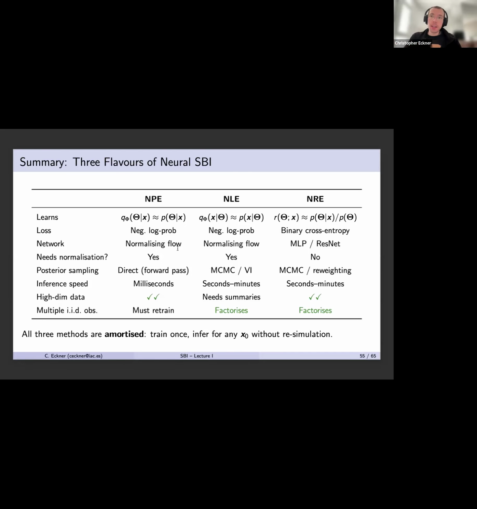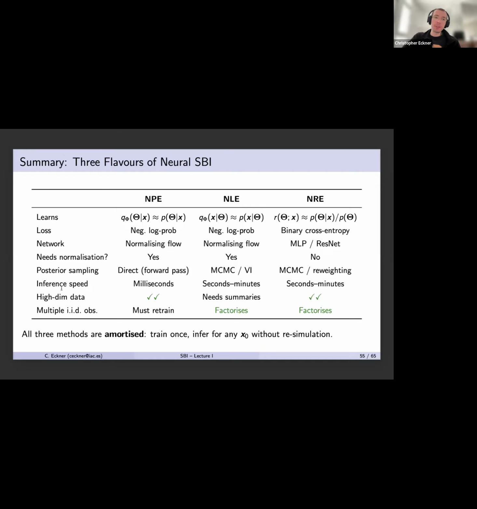For neural likelihood estimation, as I said, you need to do this MCMC run to get your actual points, or you do a variational inference even there. The same is true for neural ratio estimation. You either do that or you reweigh your samples, because you have a prior and you can just rearrange the formula. So that also works.